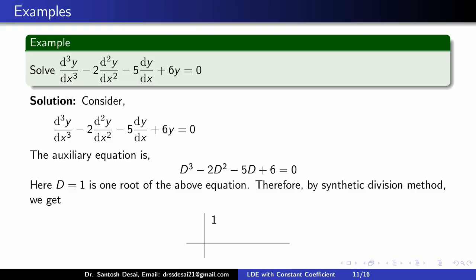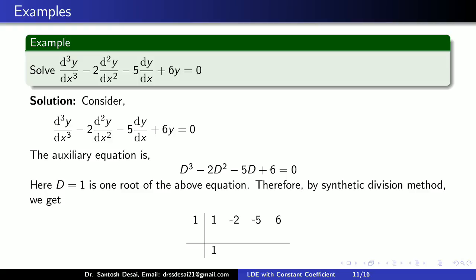Then the coefficient of d square is minus 2, the coefficient of d is minus 5, and the constant term is 6. Then, to the left of the vertical line, we write the root, that is d is equal to 1, and below the horizontal line we take the first element as it is.